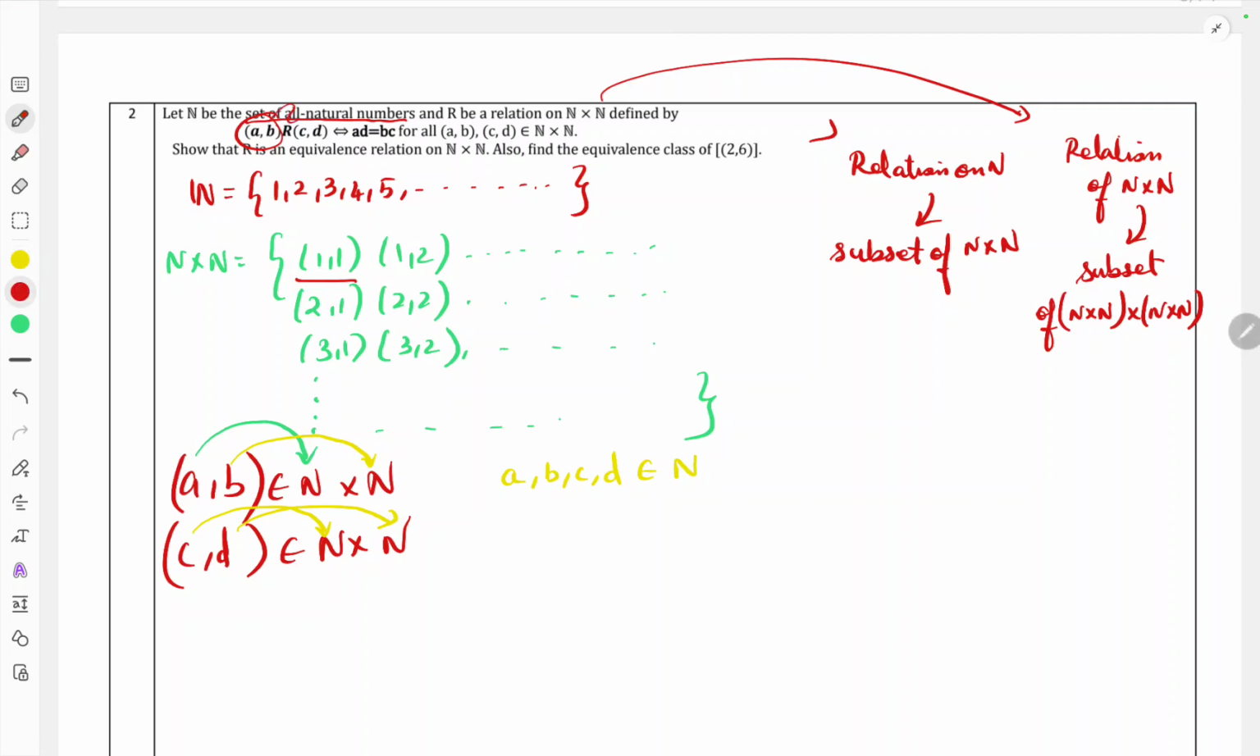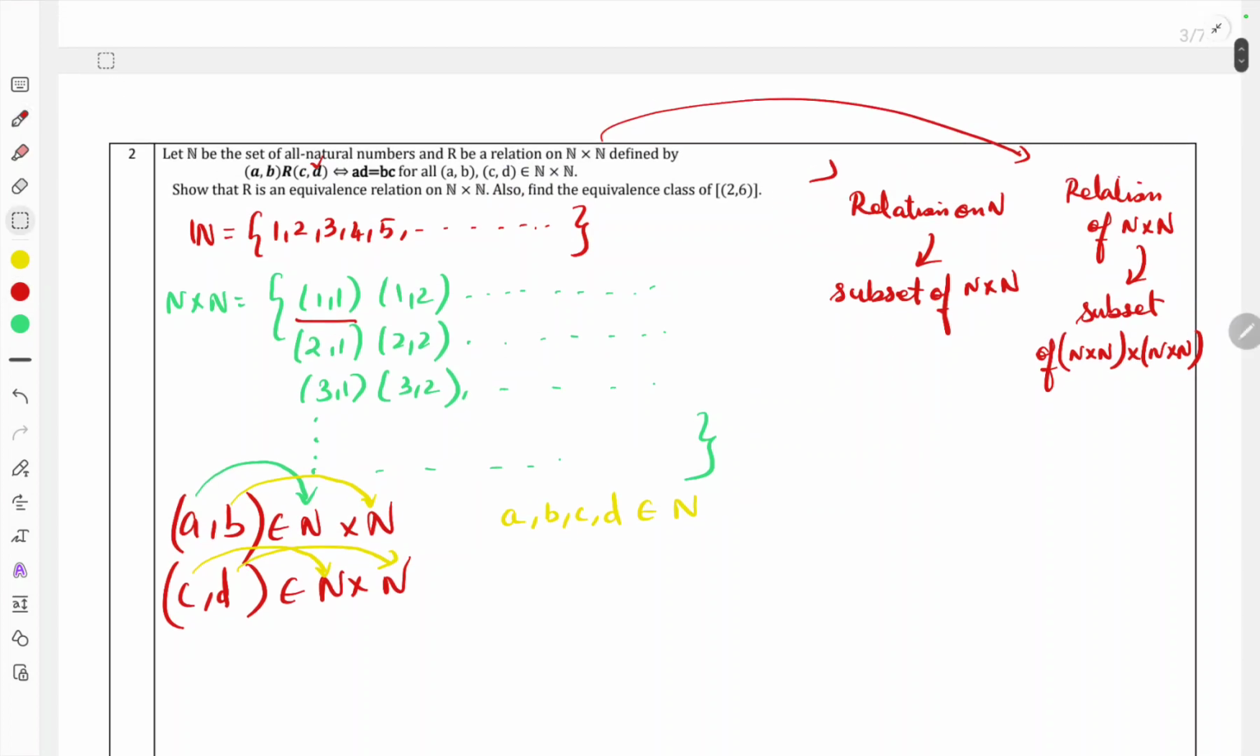In the previous question we just added, a plus d equal to b plus c. Here we are not adding, here we are multiplying. So ad, a into d, equal to b into c, for all (a, b), (c, d) belonging to N cross N. So this I have explained. And here also the same thing, show that R is an equivalence relation. Equivalence relation means I have to check whether it is reflexive, symmetric, transitive or not.